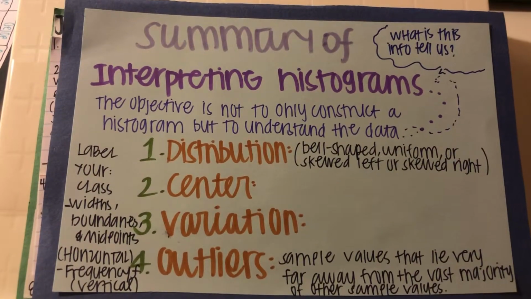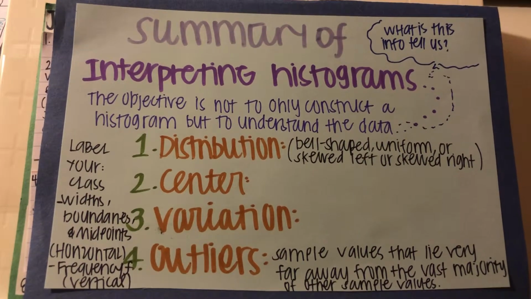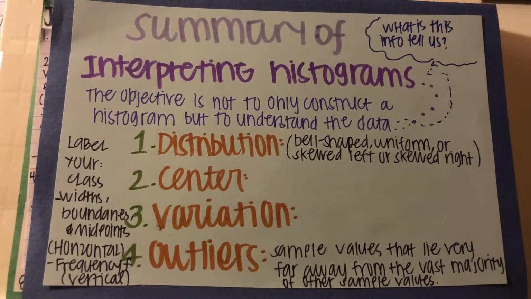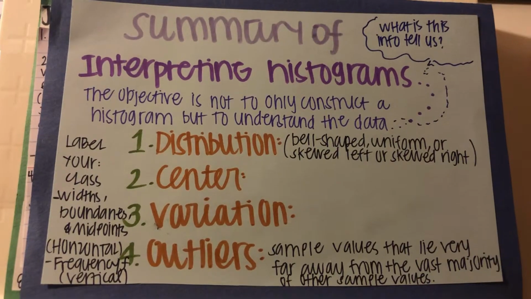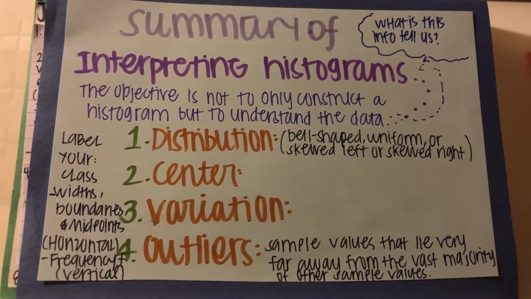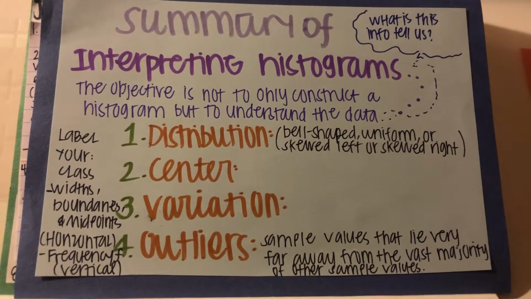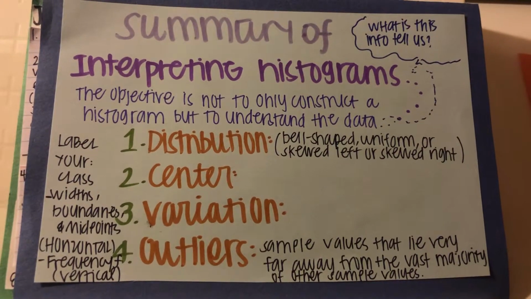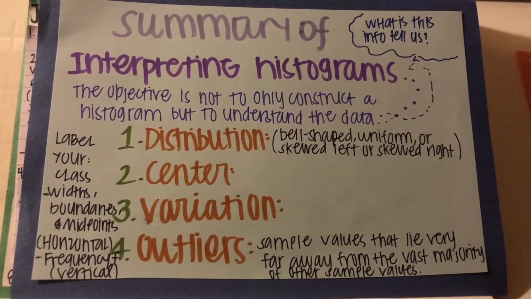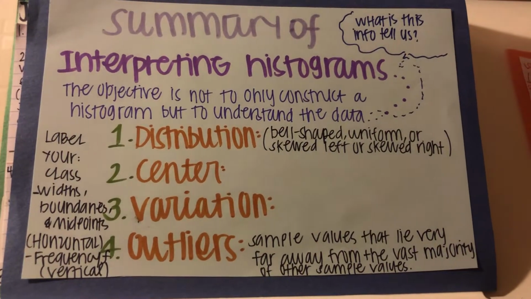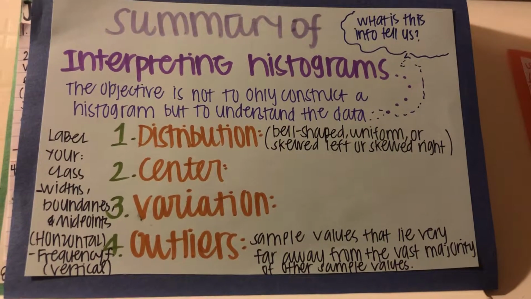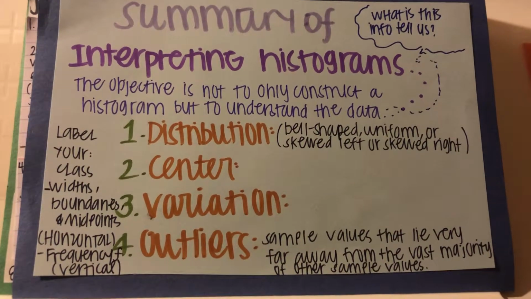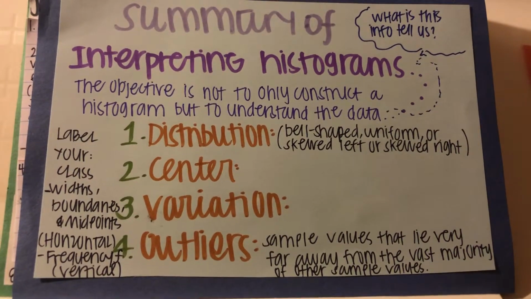This is a summary of interpreting histograms. What is this info telling us? The objective is not only to construct a histogram, but to understand the data. So, number 1, distribution. Is it bell-shaped, uniform, skewed right, skewed left? 2, the center. 3, variation. 4, outliers, sample values that lie very far away from the vast majority of other sample values. You label your class with boundaries, midpoints, horizontal, and frequency, vertical.